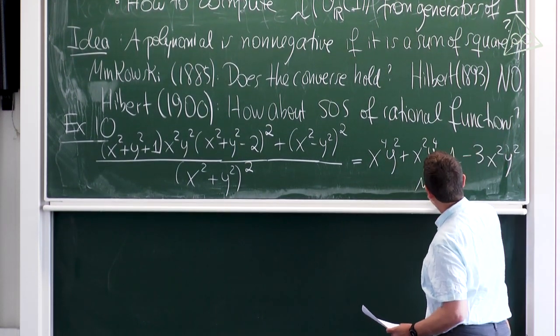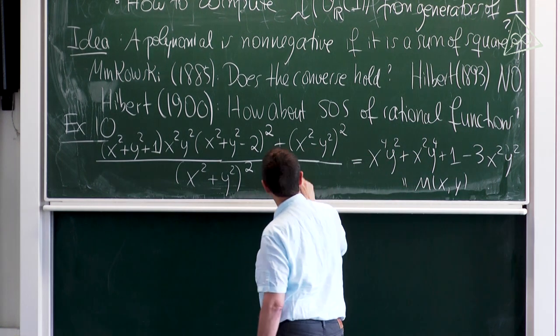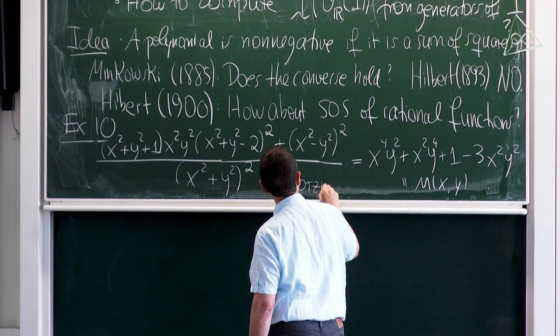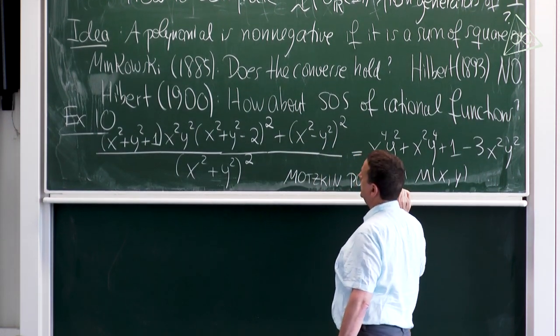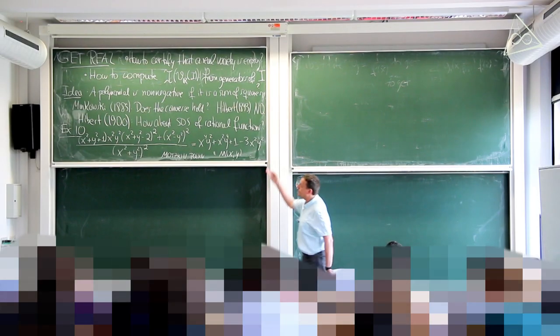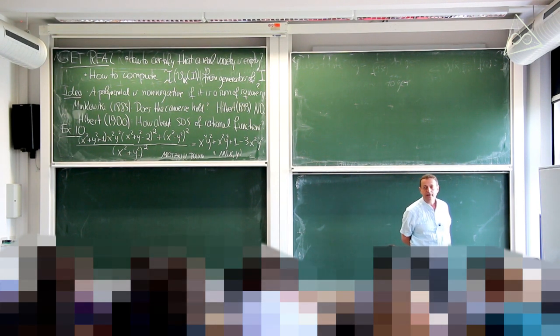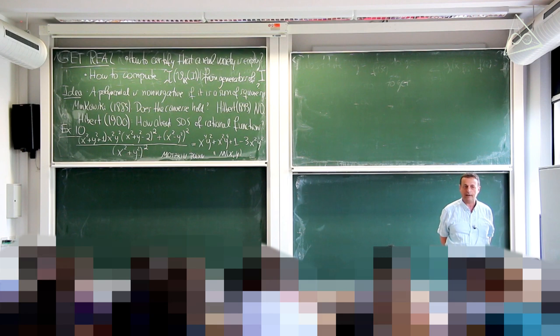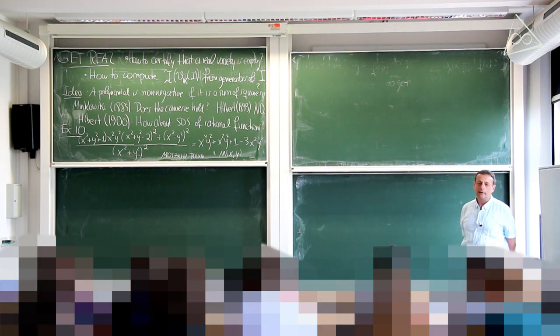Let me call this M of x. This is a polynomial that has a name, the so-called Motzkin polynomial. You can check this: you type this into your favorite computer algebra system, you say factor, and out comes the right thing. So this is an identity of rational functions, and it holds for any real numbers x and y, not both zero.